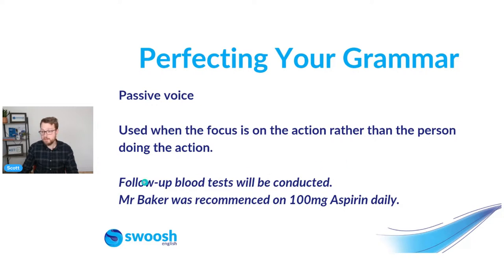So here's an example. Follow-up blood tests will be conducted. Passive voice. The action, aka the follow-up blood tests, has been put at the start of a sentence. Notice that the subject isn't here. So instead of saying, I will conduct follow-up blood tests, it says follow-up blood tests will be conducted, often used in the clinical setting. Second example, Mr. Baker was recommended 100 milligrams of aspirin daily. Once again, we've used the passive voice, but instead of saying, I will give Mr. Baker 100 milligrams of aspirin daily, Mr. Baker was recommended 100 milligrams of aspirin daily. So think about how we can use the passive voice in our sentence writing for a clinical and factual style.